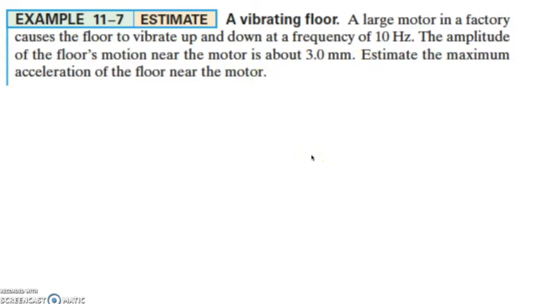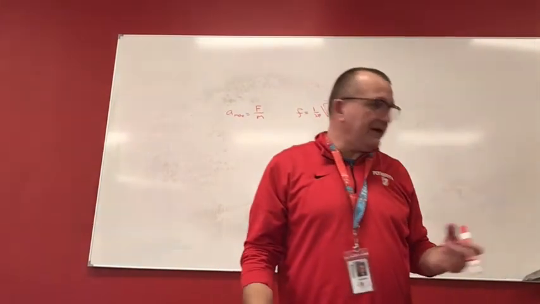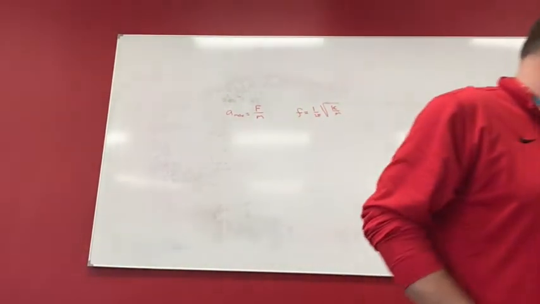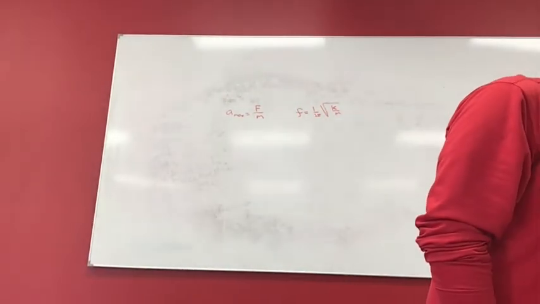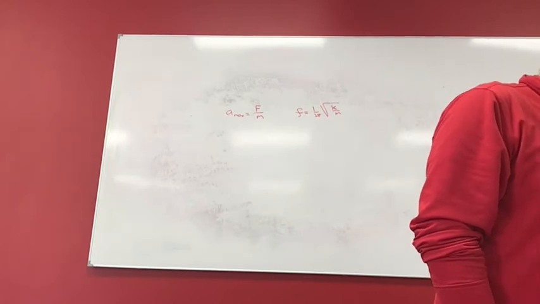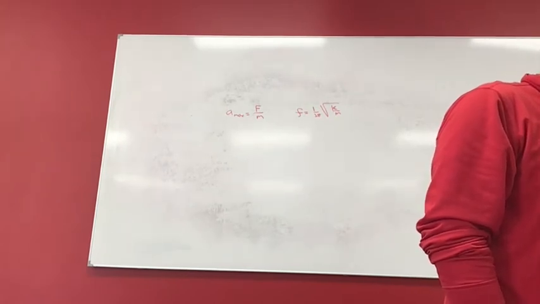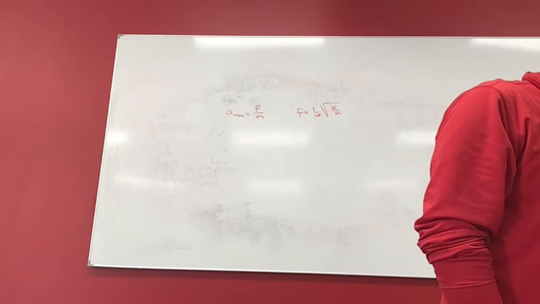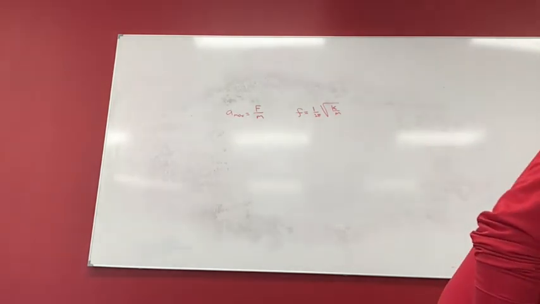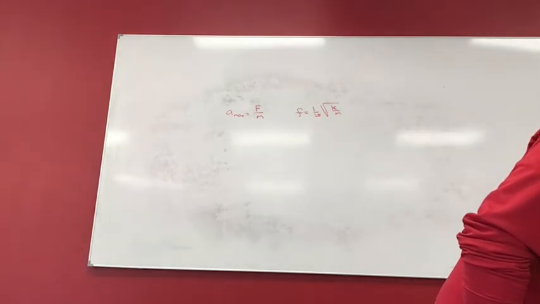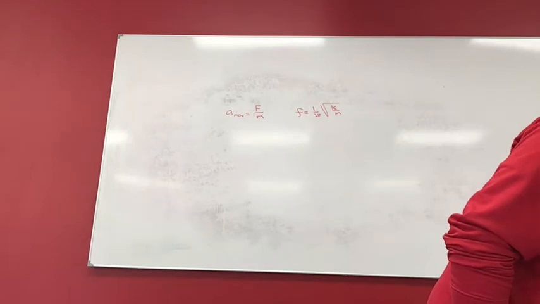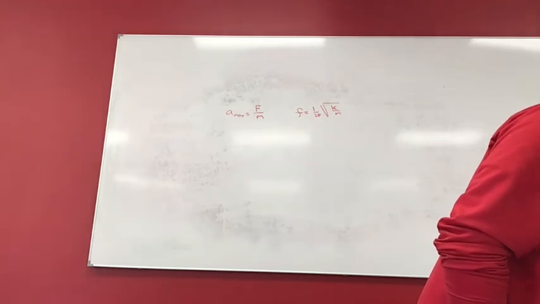Do it now. All right, so the vibrating floor: a large motor in a factory causes the floor to vibrate up and down at a frequency of 10 hertz. The amplitude of the floor's motion near the motor is about 3 millimeters. We want to estimate the max acceleration of the floor near the motor. All right, so we want to find acceleration.